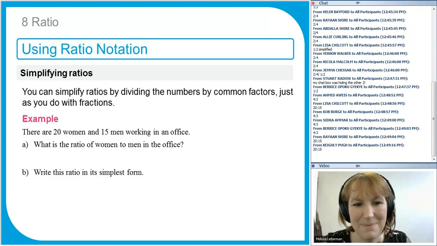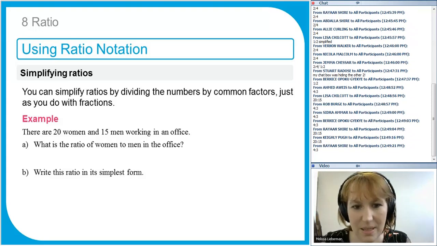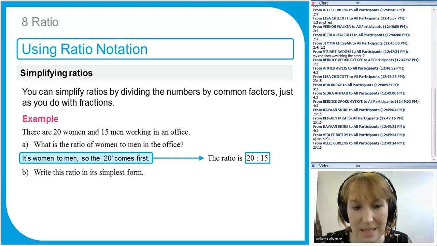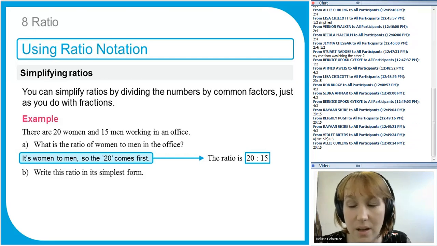So very simply, 20 to 15 is the ratio of women to men. Make sure you put the 20 first. And then to write that ratio in its simplest form, we're just looking for a number that divides into both 20 and 15. Now you should spot straight away that both those numbers are in the 5 times table. 20 divided by 5 is 4, and 15 divided by 5 is 3. So completely correct, everyone that's written that.